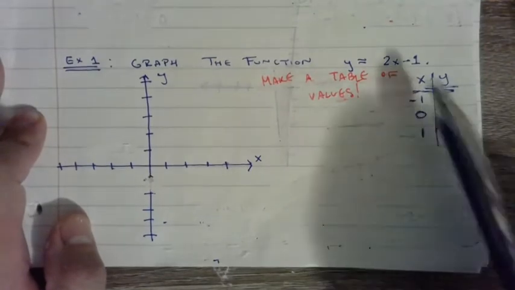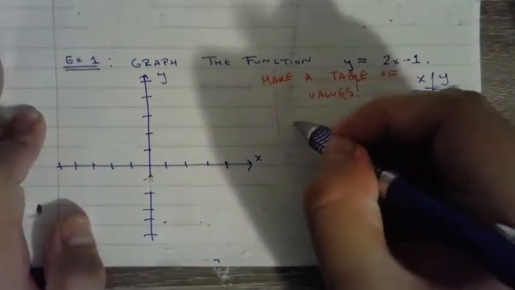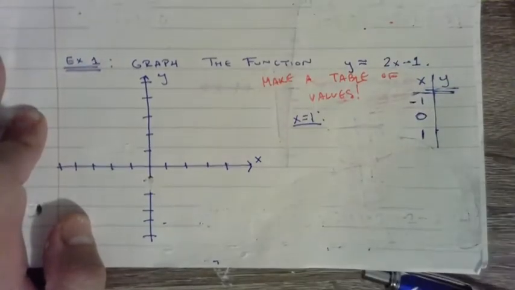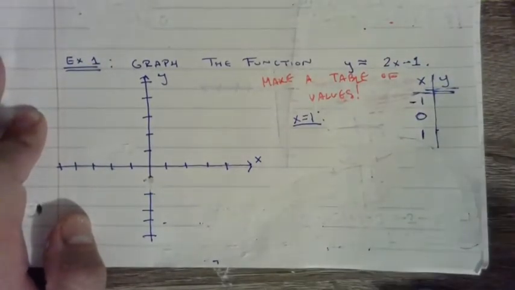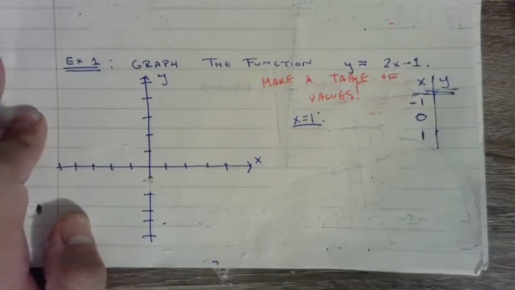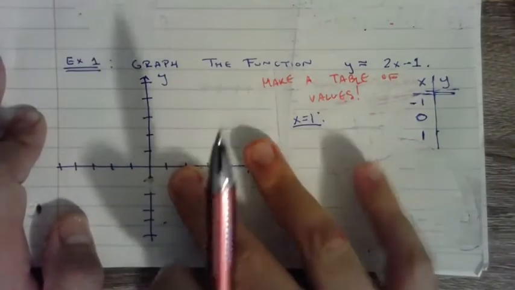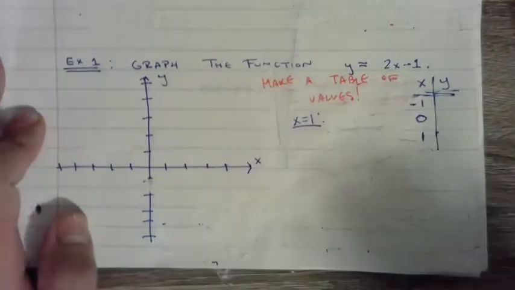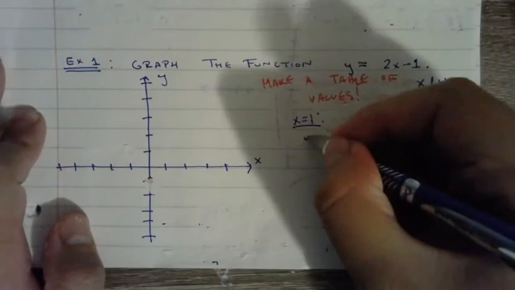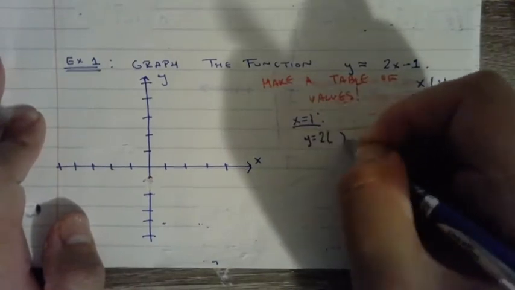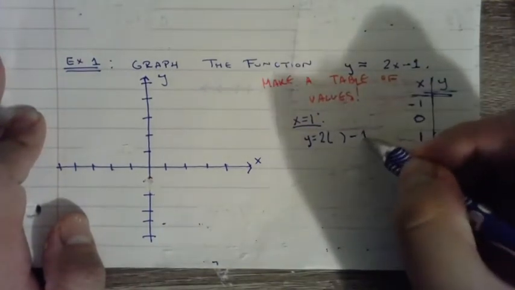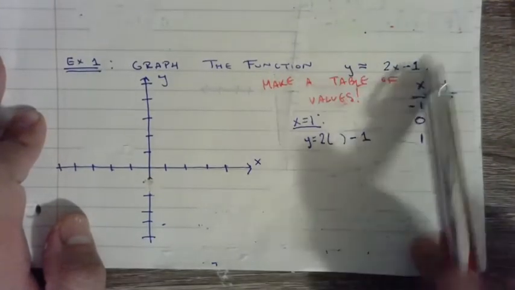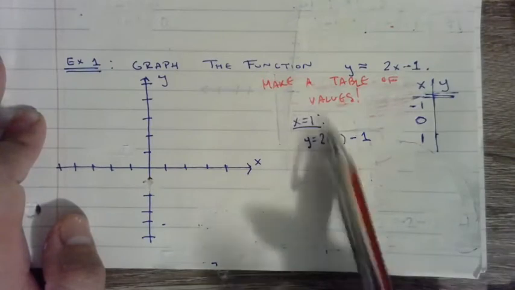So first, I'm going to put x equals 1. Remember, we have to evaluate the function, and the reason we're doing that is because we want to find points to plot onto here, so then we're able to graph. So first, write your equation. I'm going to write y equals 2 times x, but instead of an x, I'm going to put parentheses, and then put the -1. Since we are using this function, I'm going to plug in my x, and the x that we have right here is 1.